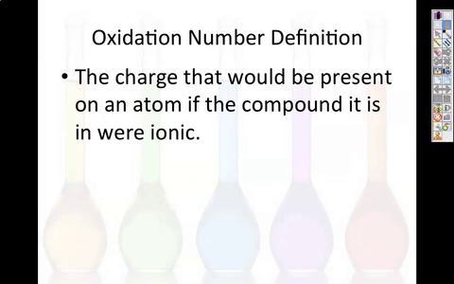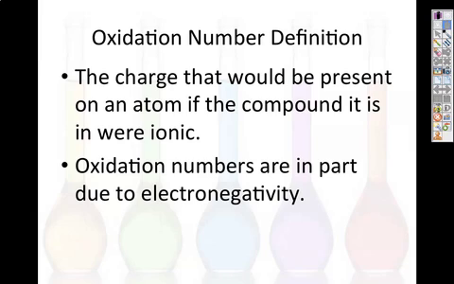So, oxidation numbers, the definition is the charge that would be present if an atom in the compound were ionic. So we're going to look at even covalent things as ionic here and assign oxidation numbers to them. That oxidation number might be 0, but we're going to be applying it anyways.